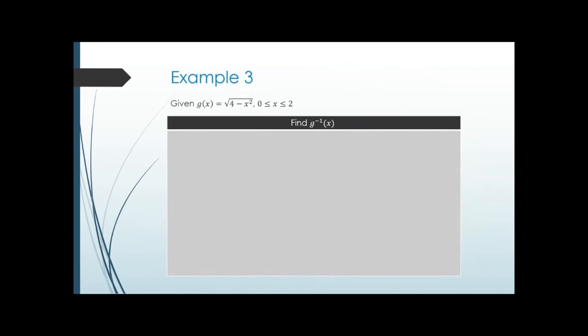First I replace g of x with y. So y equals the square root of 4 minus x squared. Now I interchange the x and the y. So x equals the square root of 4 minus y squared. Now in order to solve, I need to square both sides because we need to get rid of that square root, because we're trying to get y outside of there. So that gives me x squared equals 4 minus y squared.